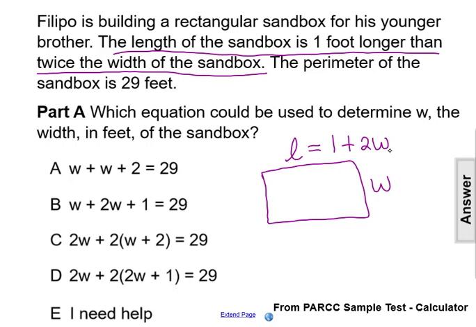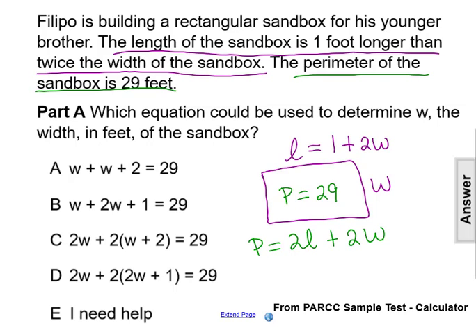We then also know that the perimeter of the sandbox is 29 feet. Remember, to find the perimeter of a rectangle, we can use the formula 2 times the length plus 2 times the width. You're adding up all the sides, and in a rectangle there are 2 lengths and 2 widths. So filling in that formula for perimeter, we know the perimeter is 29.